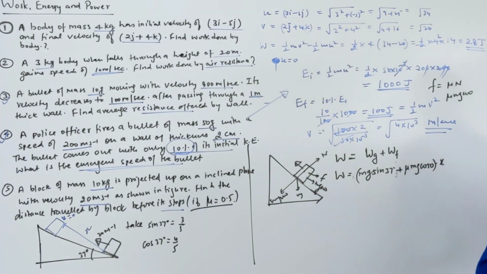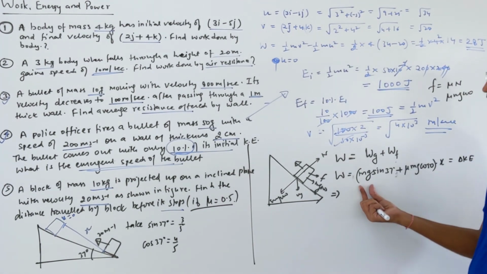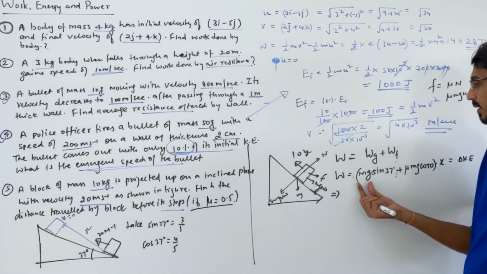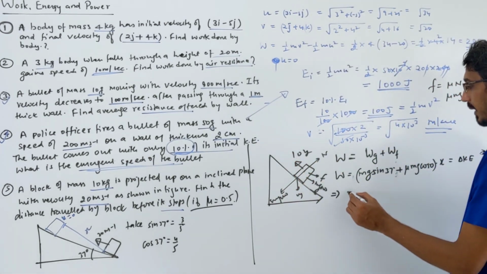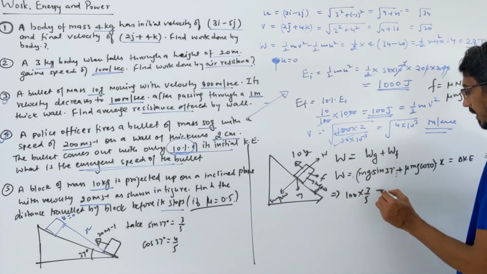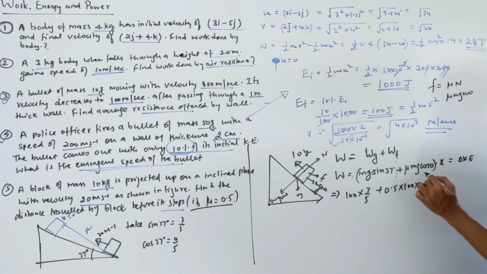Yes. Now look here, this is the work done. Force into displacement is also equal to the change in kinetic energy, right? That's work done. So let's put the values. The mass is given as 10 kg, so mg becomes 100. Correct? Okay, mg 100 into sine 37, which is given as 3 by 5. Mu is given 0.5, mg again 100, cos theta is given 4 by 5, into x.